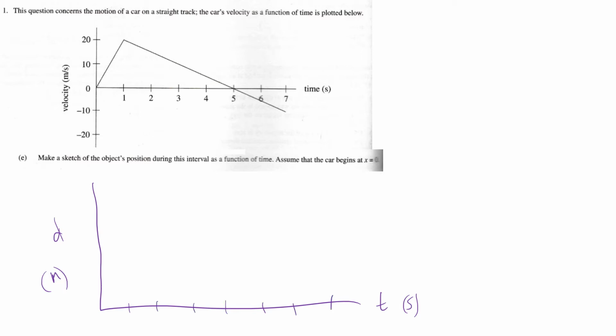All right, make a sketch of the object's position as a function of time. Okay, easy. So position, we'll call it distance, displacement, position, p, whatever. The letter doesn't matter here. Units are in meters. This is time, which is in seconds. All right, 1, 2, 3, 4, 5, 6, 7. Well, we already know one of these here. We already know it ends at 40 from the last question. So that's a point we know. We know it starts at x equals 0.